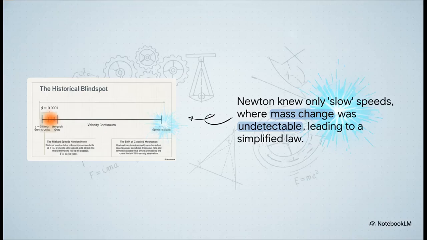Well, the answer really comes down to the world Newton was living in. The fastest speed he could have possibly observed was something like the Earth's orbit, which is about 30 kilometers a second. Now that sounds crazy fast to us, but it's just a tiny, tiny fraction of the speed of light. And at those slow speeds, any change in mass is so small you could never ever detect it. So it made perfect sense for him and everyone who came after to just focus on that first term. And just like that, classical mechanics was born.